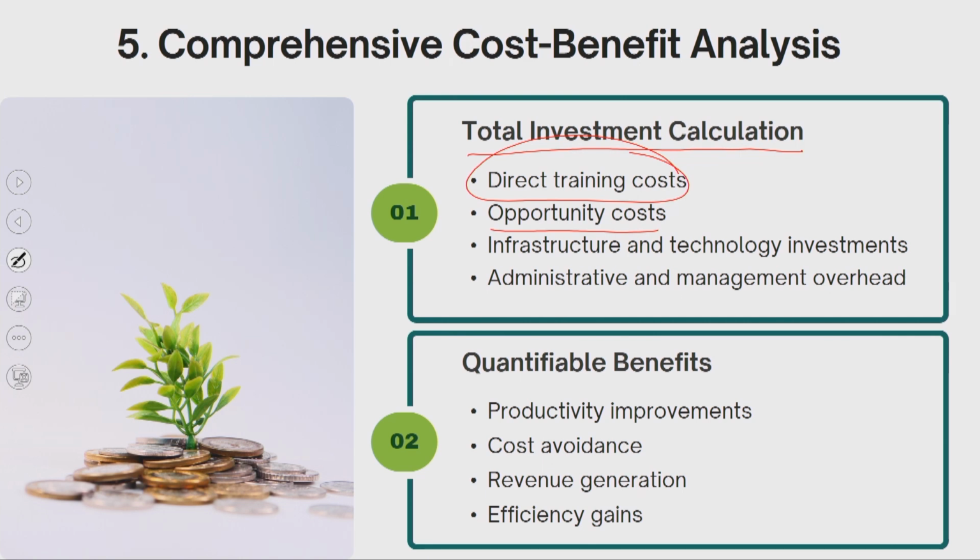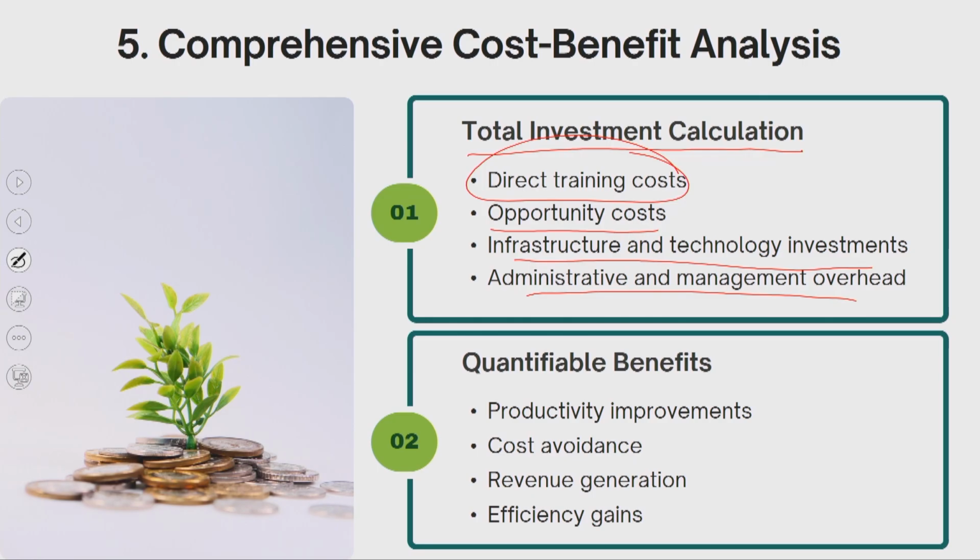The third important aspect would be infrastructure and technology investment. This will include the learning platforms, the mobile apps, the virtual reality equipment, or even the classroom facilities. These costs should be amortized across multiple training programs to understand per learner investment accurately. And then we have administrative and management overhead, which encompasses HR coordination time, manager participation in program design, evaluation activities, and ongoing program management. These hidden costs often add 20 to 30% of apparent training budgets.